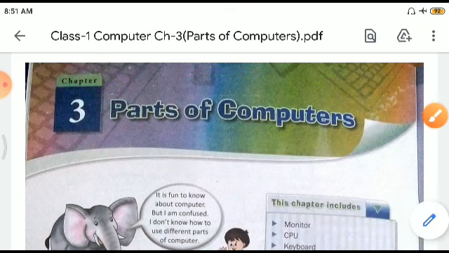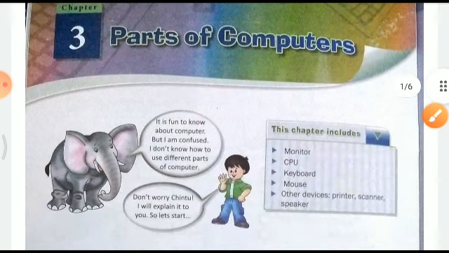So see, there is a small discussion going on. It's fun to know about computers, but I'm confused. I do not know how to use different parts of a computer. And see, the child is saying, don't worry, Chintu, I will explain it to you.